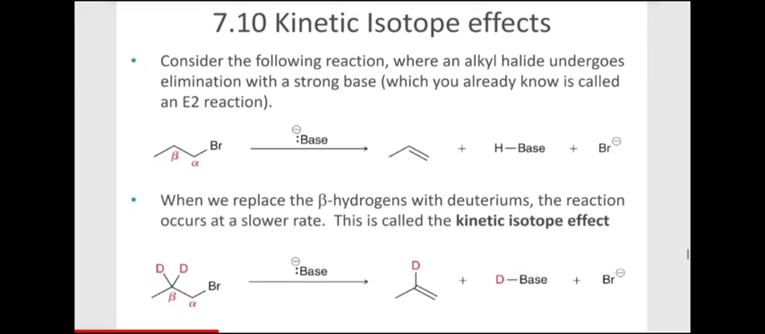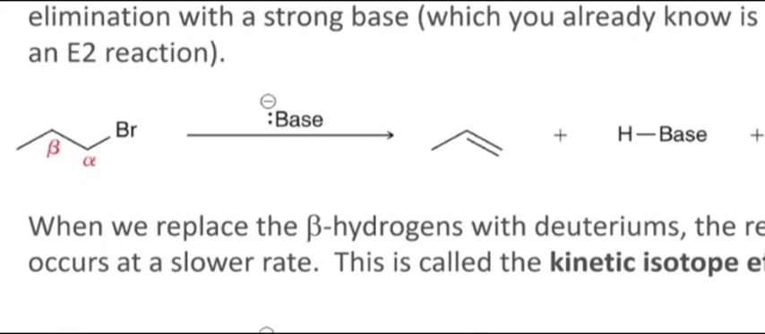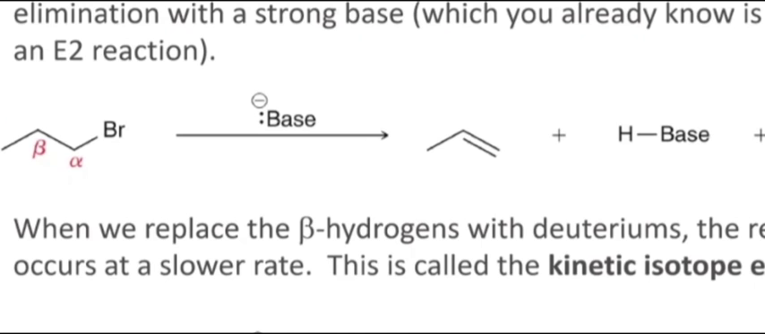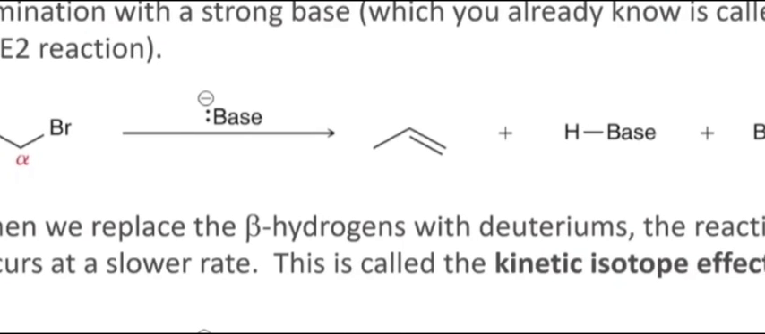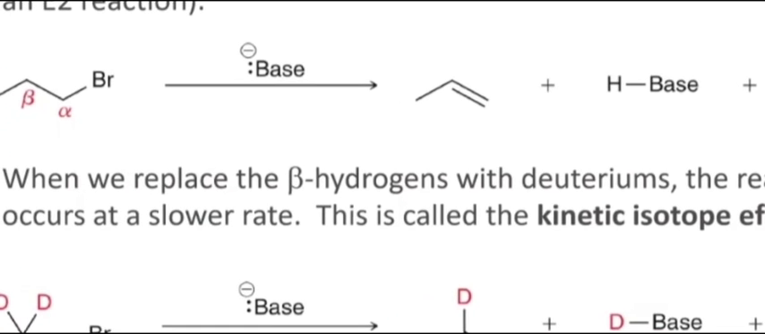So consider the following reaction where an alkyl halide undergoes elimination with a strong base, which you already know is called an E2 reaction. So look at this reaction. So here the base reacts with alkyl halide. We can get alkene plus protonated base plus Br minus as the leaving group.